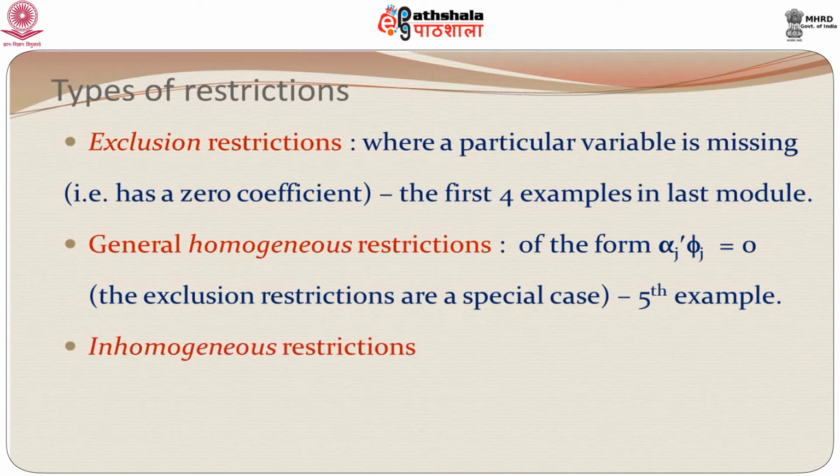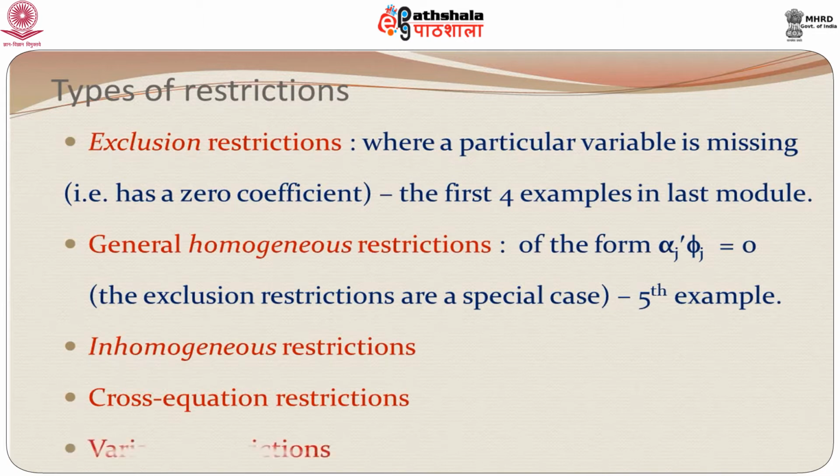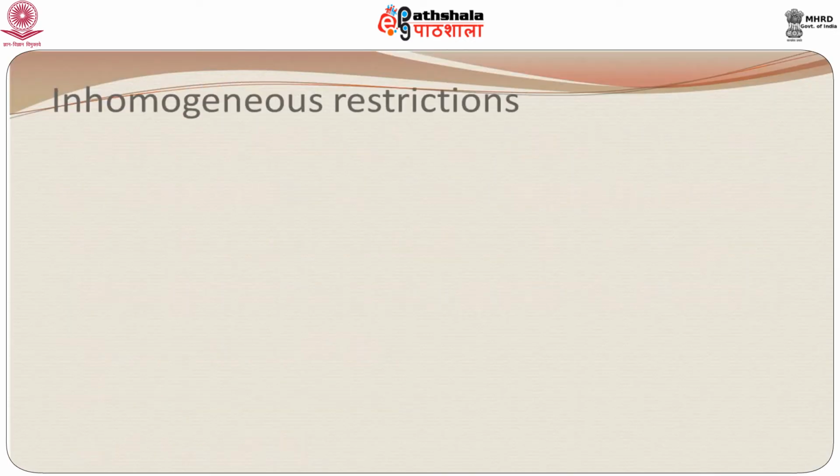But there are sometimes inhomogeneous restrictions, that is, the relationship between the parameters is such that it is not equal to 0. We can even have cross equation restrictions, that is, restrictions where the parameters involved are coming from two different equations. We can even have restrictions on the variance covariance matrix. So, there can be different types of restrictions. Let us look at them one by one. Of course, we have looked at the homogeneous equations and we are not going to go back to them.